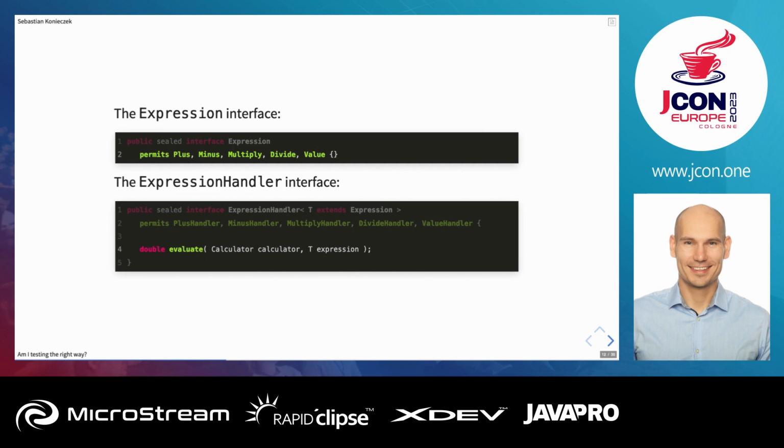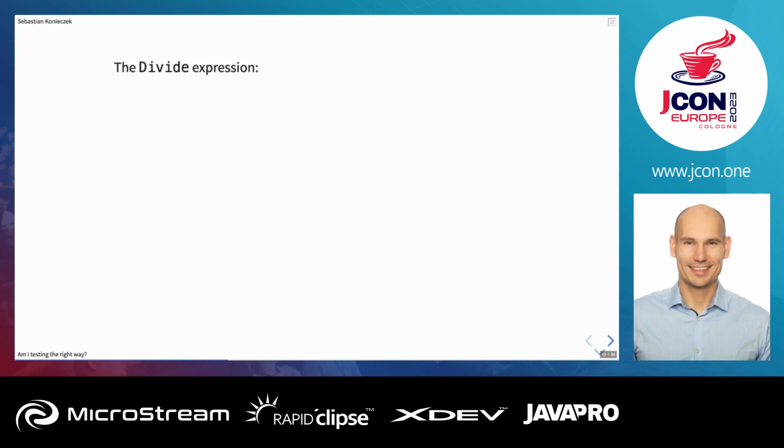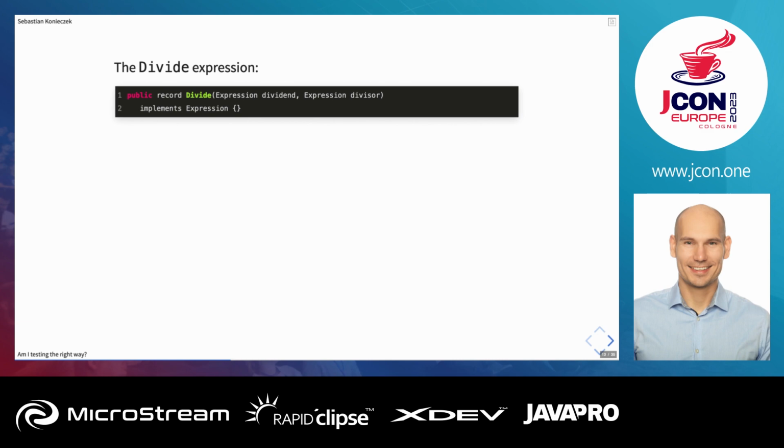And this example is the divide expression. So at first, let us look at the expression and then at the expression handler. So the divide expression we have here is just a simple record. And the record has two parameters, the dividend and the divisor. And these are themselves also expressions, but you might have noticed that these are not concrete expressions, but simply the expression interface. So they could be any expressions that are available. And of course, the divide record implements the expression interface.